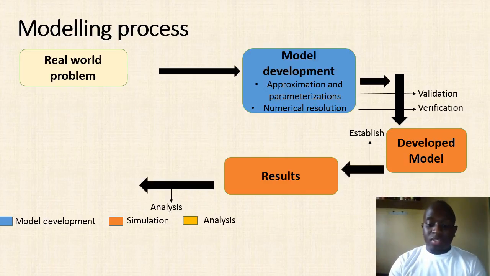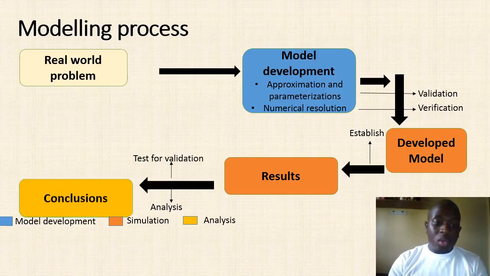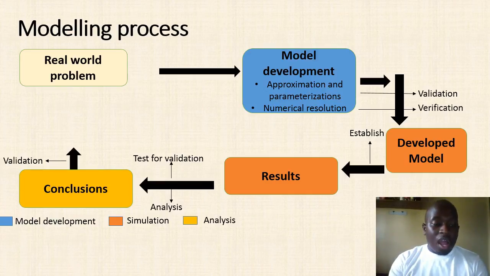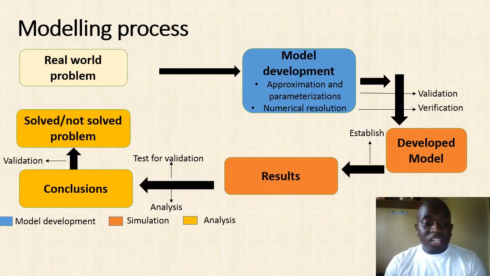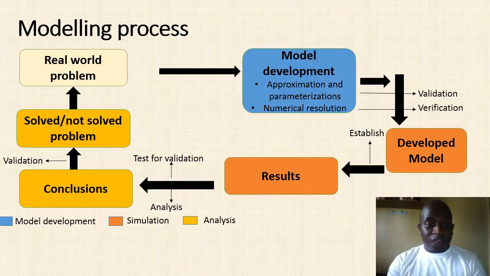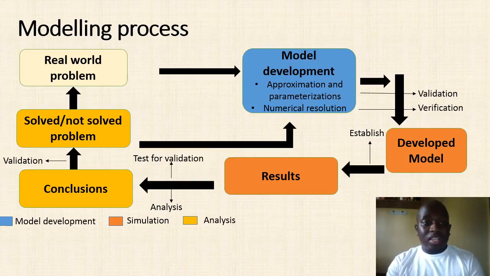And after analyzing those results, we'll test for validation. Are they valid or not? And when we are done, we'll make conclusions, and after making conclusions, we'll validate. And then after that, we'll have a solved or unsolved problem. If we have a solved problem, we'll go to the real world and face the problem. But here is the issue. If we have an unsolved problem, we go back to the model development and come up with other strategies, other types of models on how we can solve the real world problem.